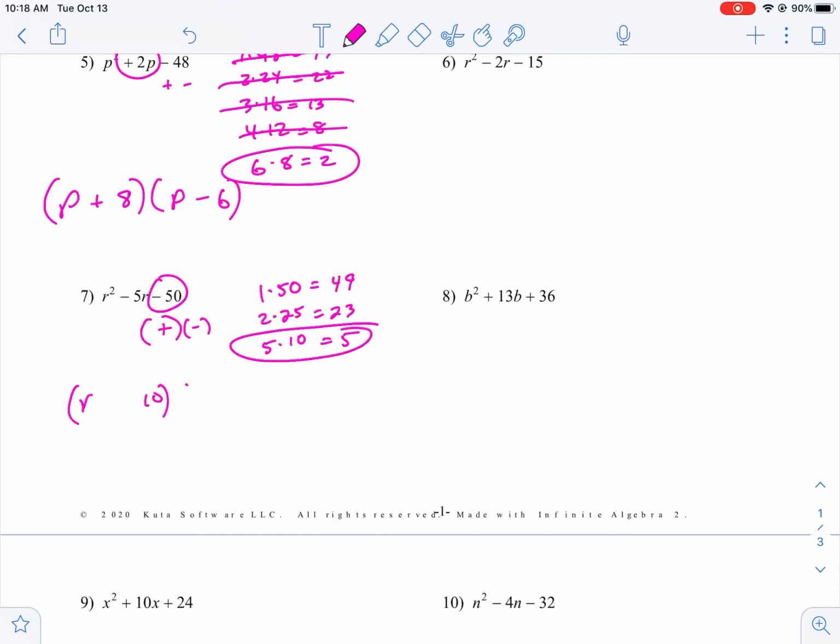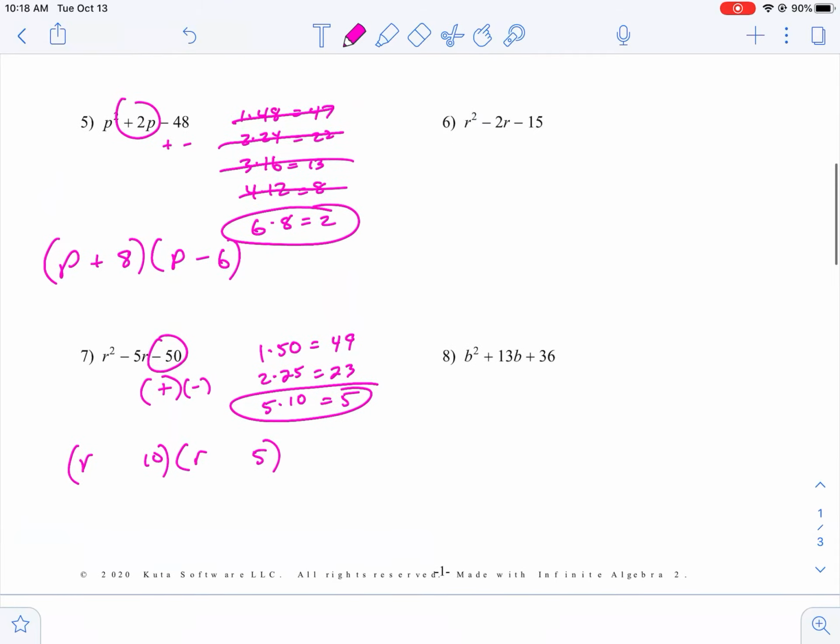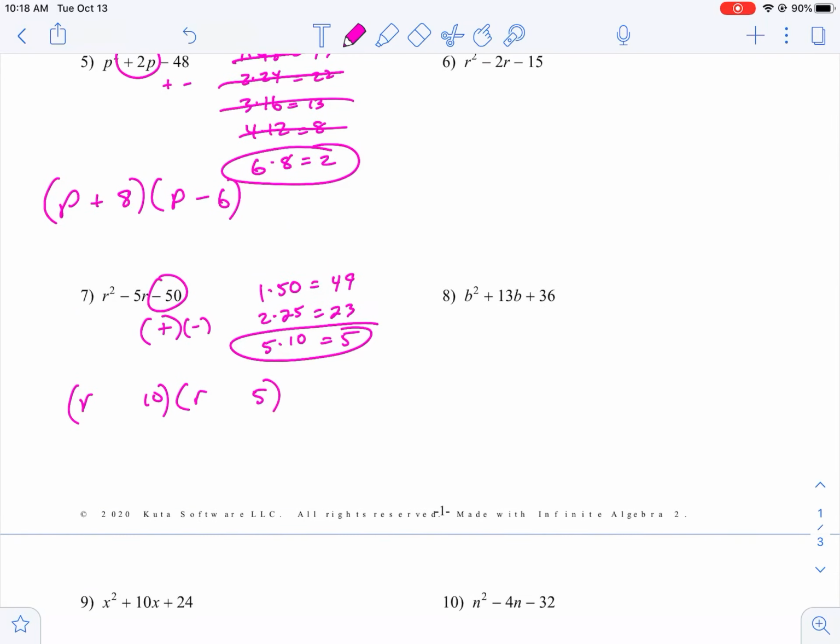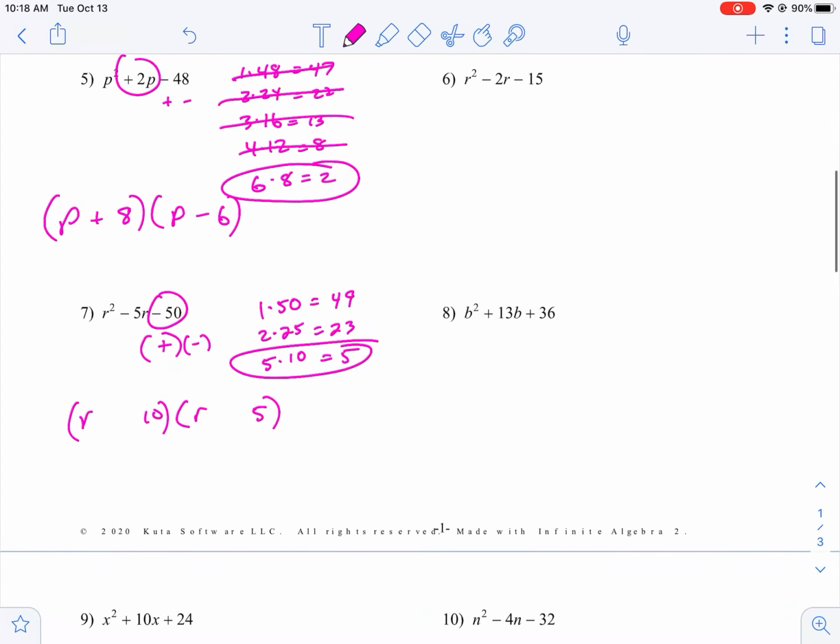R10 and R5, okay? And the bigger number keeps the middle sign. So it's negative, so R minus 10, R plus 5, okay?